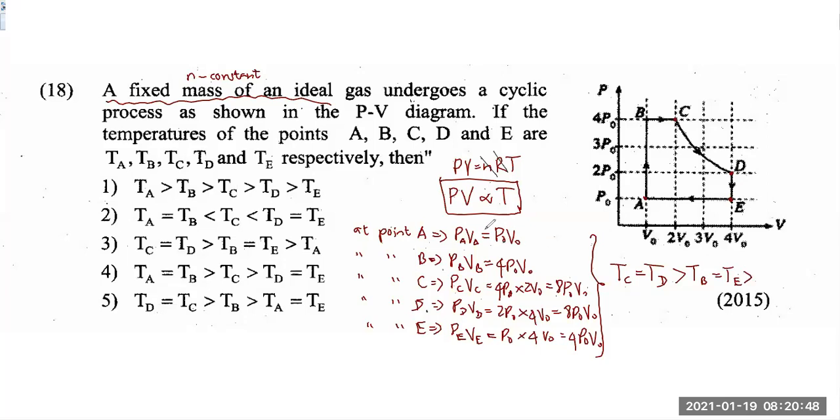And finally, you can see for A, we have the lowest multiplication of PV value. So TA should be the smallest temperature. So I think the correct answer in that sense should be the third one. So if they give you different points in a PV diagram, and if they ask you to compare the temperature, always consider the pressure into volume multiplication.